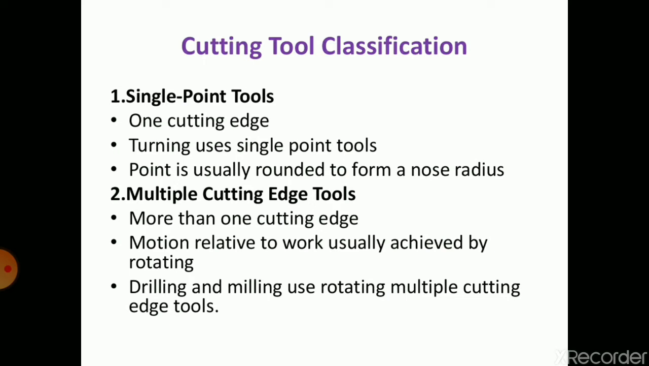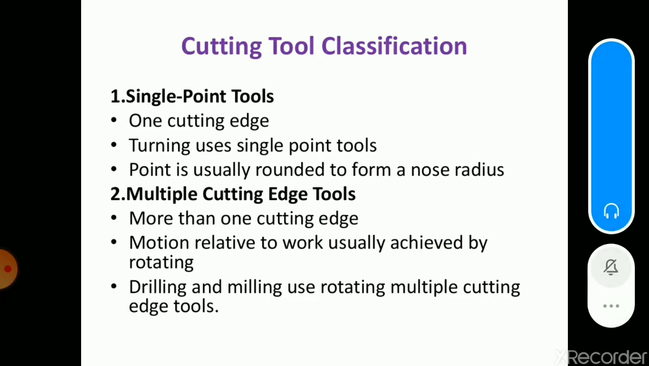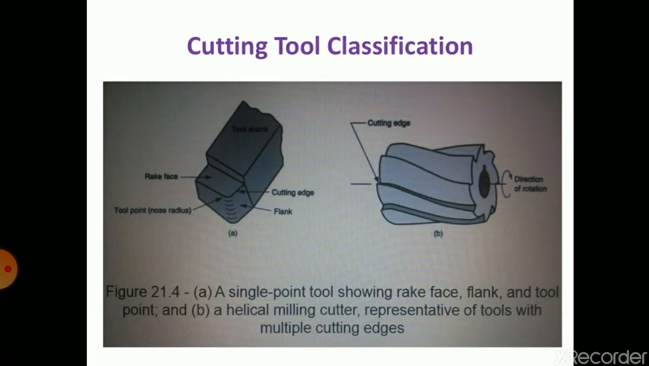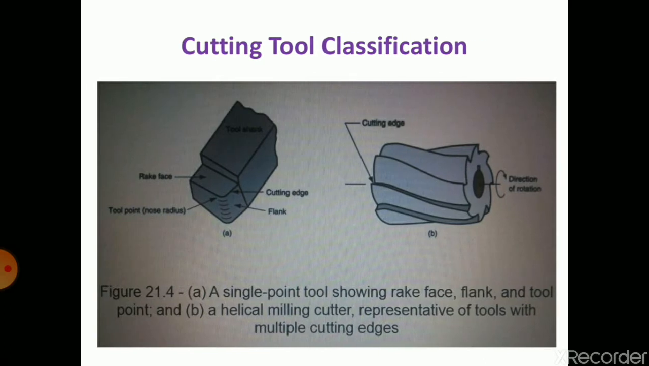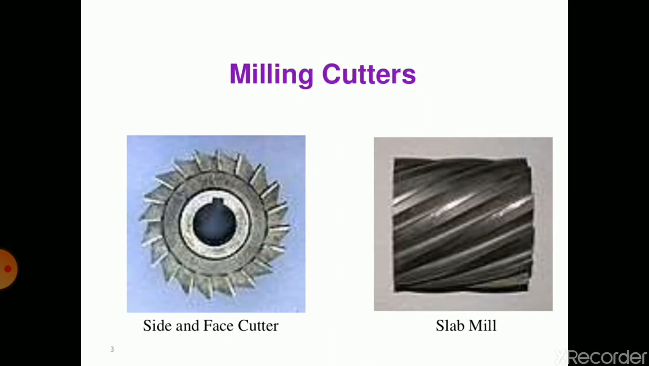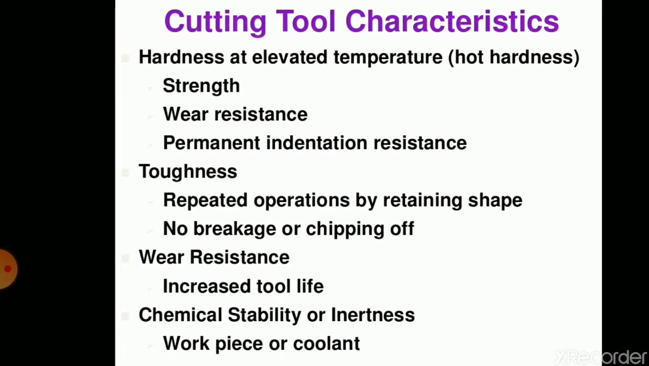Motion relative to work is usually achieved by rotating. Drilling and milling use rotating multiple cutting edge tools. So this is the basic classification of cutting tools, in which the first is the single point cutting tool and the second is the multi-point cutting tool. These are the diagrams for milling cutters.